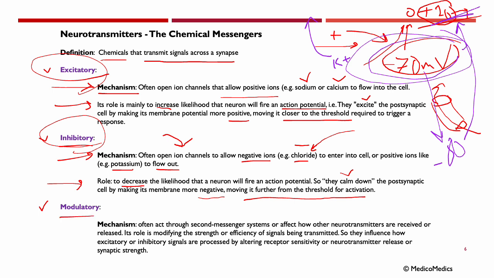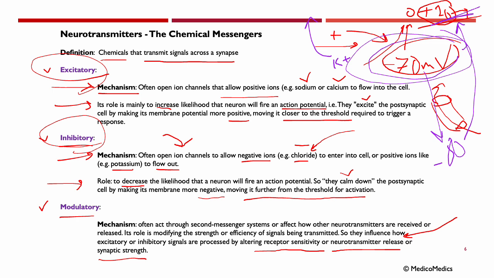What about modulatory? These often act through second messenger systems or affect how other neurotransmitters are received or released. So these have the role of modifying the strength or efficiency of signals being transmitted. Modulatory neurotransmitters influence how excitatory or inhibitory signals are processed by altering receptor sensitivity, neurotransmitter release, or synaptic strength.